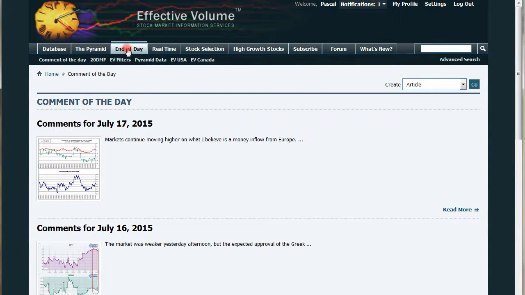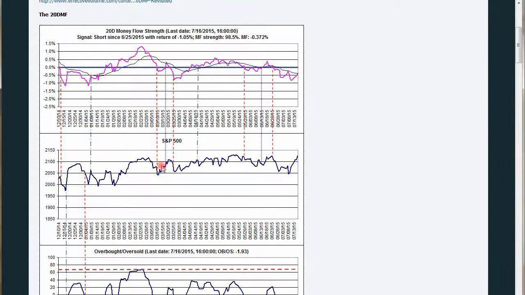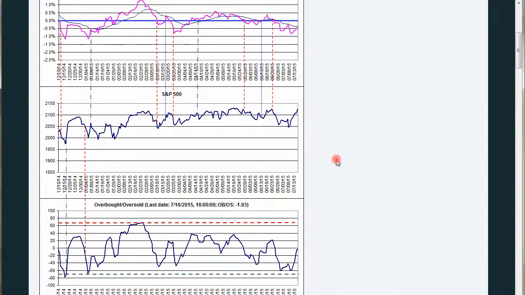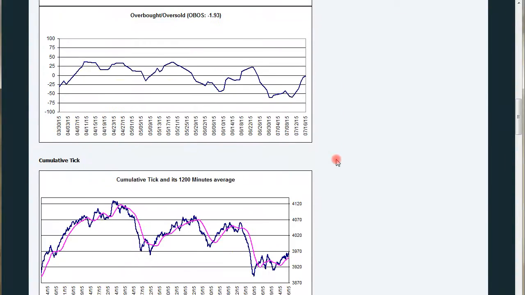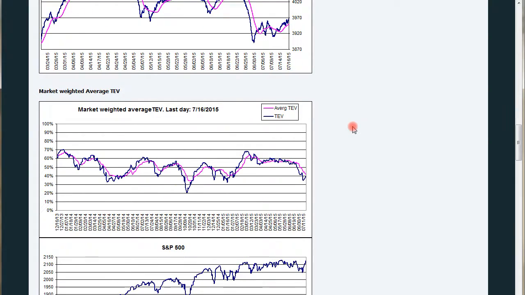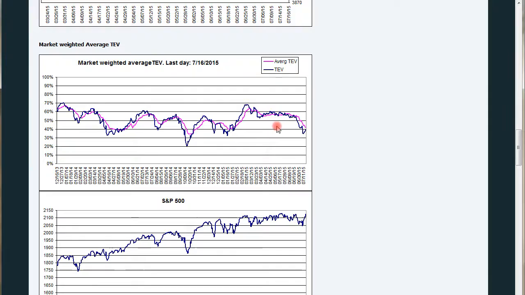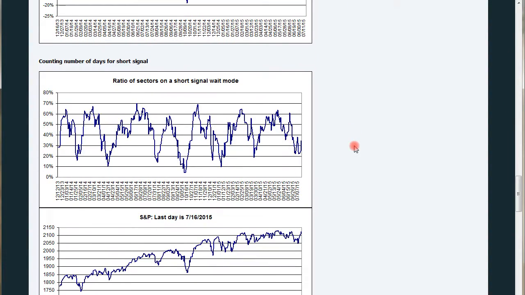So I go on the end of the section, I click on the 20 DMF and then I see that okay, the market has bounced. The bond is rather weak because the money flow in general is much weaker than this trend here. So it could be that the bonds will fail. So we can go down a little. You can see cumulative tick is slightly positive. The market weight average is also slightly bouncing. Everything is bouncing, but it's weak.